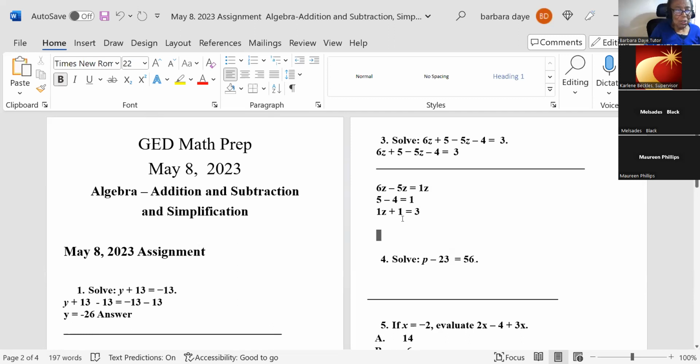So now we do our inverse again. So what do we do to get our constants all on the same side, so the variable is isolated on the left? What do we do?